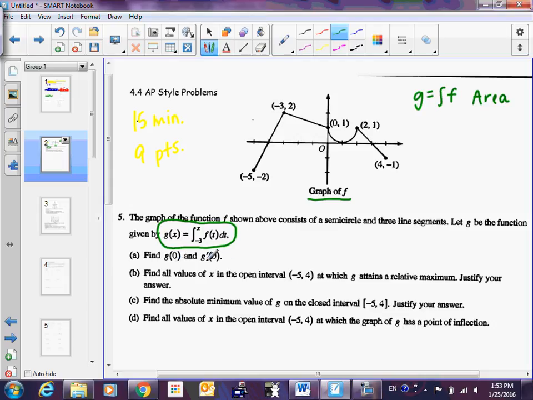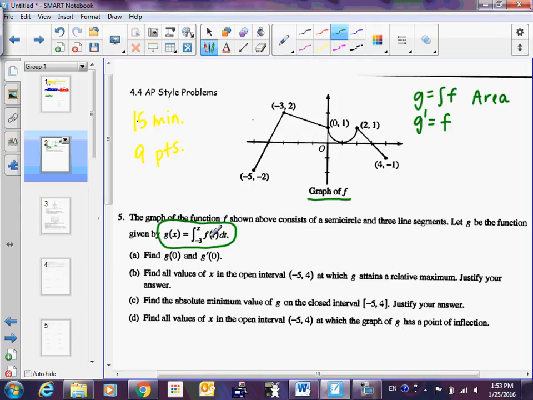They're also going to ask us about g prime. Okay, so let's figure out, well, what is g prime? Well, take the derivative of both sides. We just talked about this. What happens when you derive an integral? They cancel each other out. Now, if you're like, hey, what about that whole second fundamental thing? Look at the formula here.